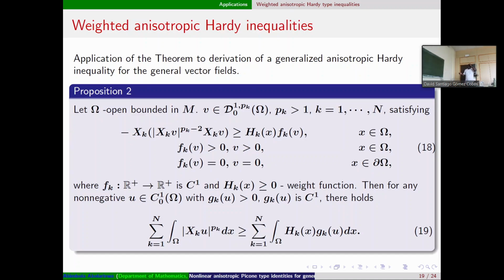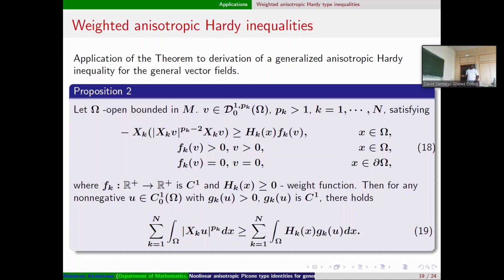Maybe this one can be related to what the last speaker presented. In a way, we apply that as well to weighted anisotropic inequalities. We apply the Picone identity to prove this, and the condition is this: you take omega from R^M, open and bounded. You take v, which is a solution of this, subject to the initial condition and the boundary condition here. Fk was defined initially from R plus to R as C1. Then you have a quantity Hk, which is non-negative, a weight function. For any non-negative u, you have GK(u) greater than 0. GK is also C1, as defined earlier in the hypothesis of the identity. Then we can prove that this inequality holds.